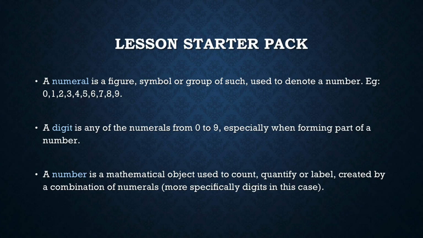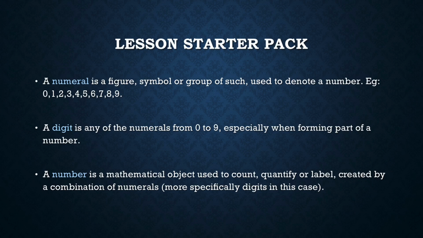A numeral is a figure, symbol, or group of such used to denote a number. In our case, and according to the numeration system that we use, which is the Hindu-Arabic system, our numerals are 0, 1, 2, 3, 4, 5, 6, 7, 8, and 9.